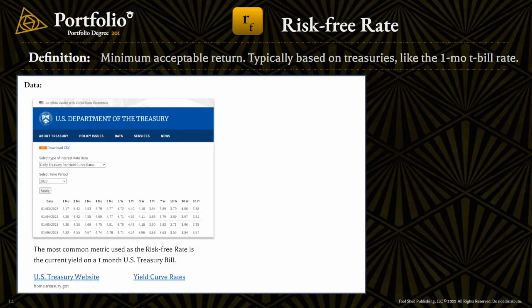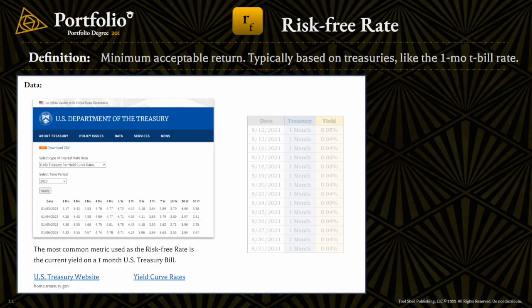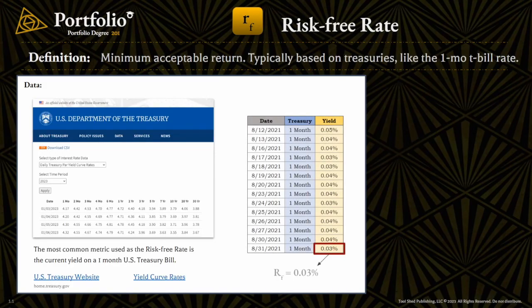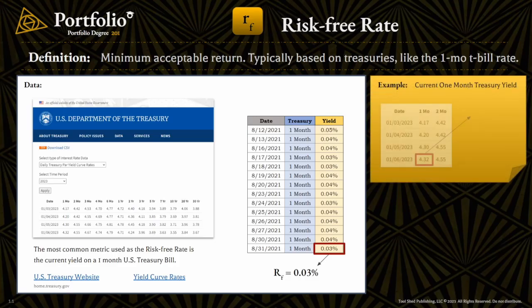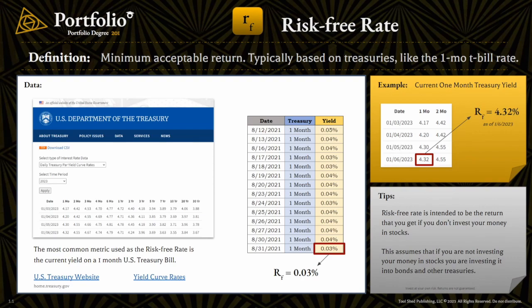On the screen here, we have a snapshot from early 2023, and you can see the rates at that time. And in this example, the data in this table was from 2021 and during the pandemic, when rates were very close to zero. And I'm showing you this set of rates because it's what we use in our next few examples. But using this screenshot from early 2023, 4.23% would be the minimum acceptable return for your portfolio at that time.